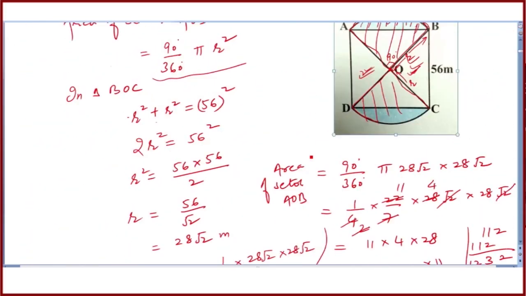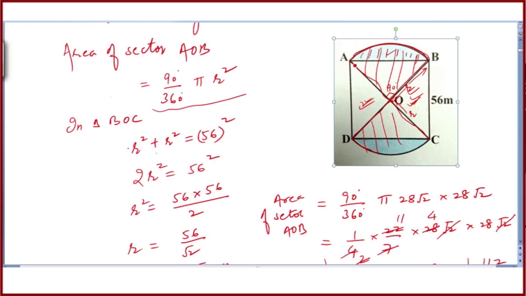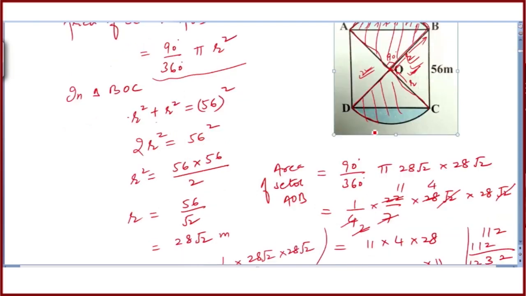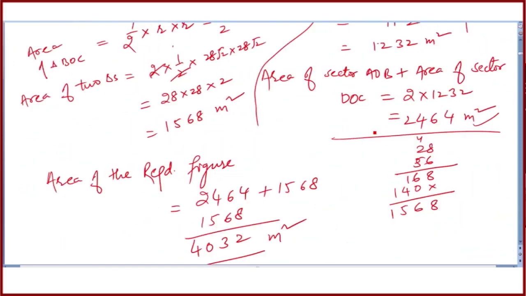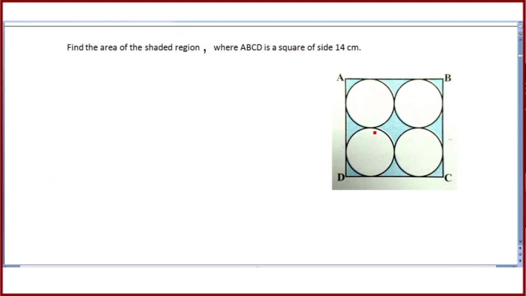Other way was that you calculate the area of this square, which is 56 squared, right? And then add the areas of these two segments in it, right? In any way, you will arrive at the same answer, which is equal to 4032 meter square. So this is what we are going to do in this chapter. Let's look at the next figure.